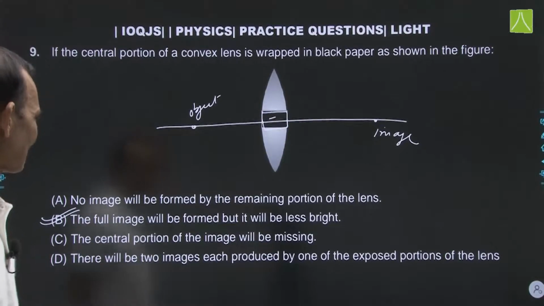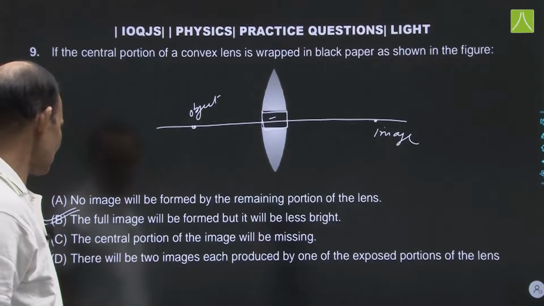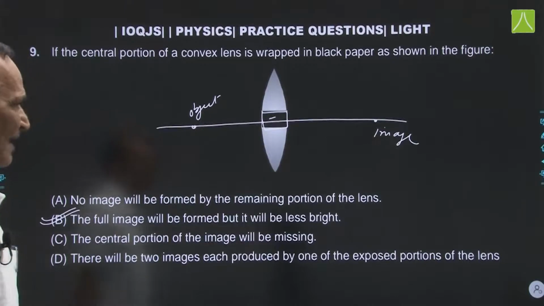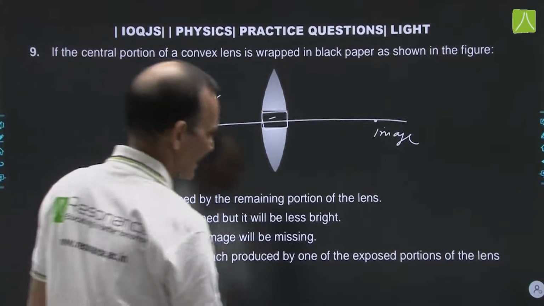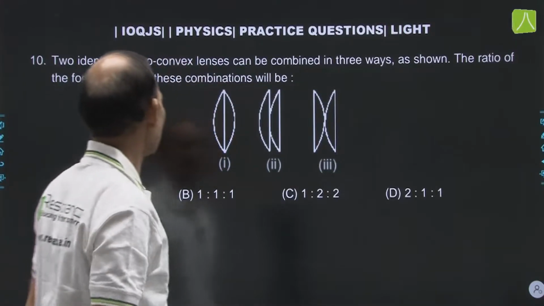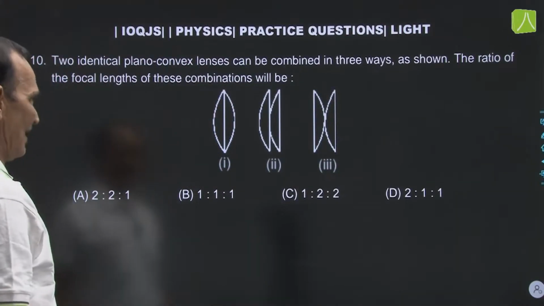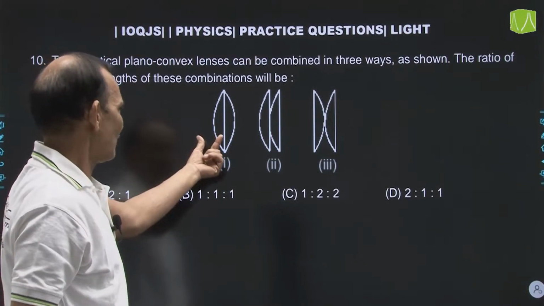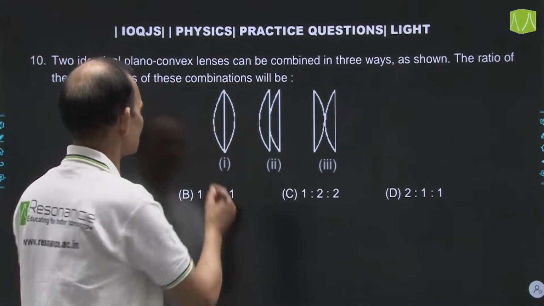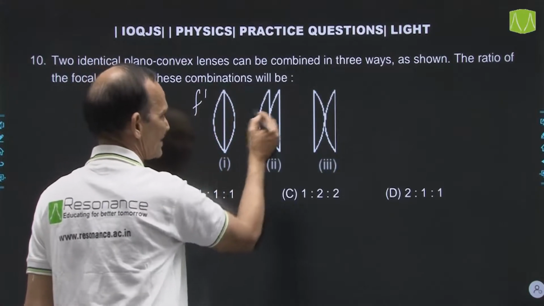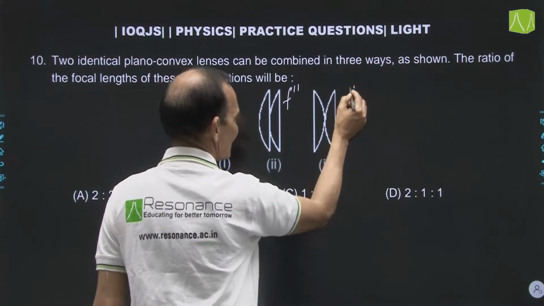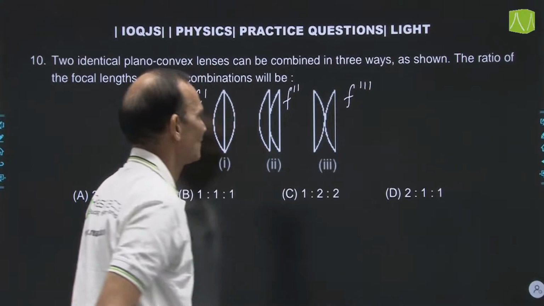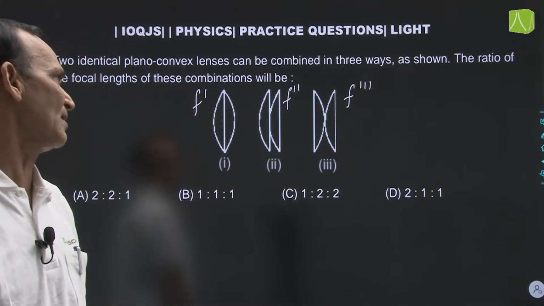The important same question, two questions. Now next, the question number 10. Question 10 is a somewhat lengthy question. It is the convex lens. We have to find the ratio of focal length. Suppose its focal length is f dash combined, it is f double dash, it is f triple dash. We have to find the ratio of f1, f2 and f3.